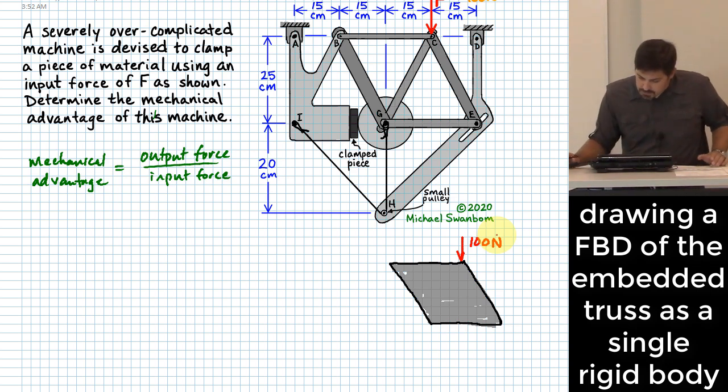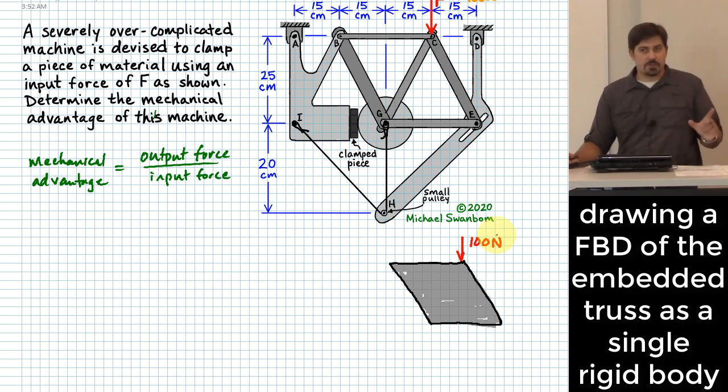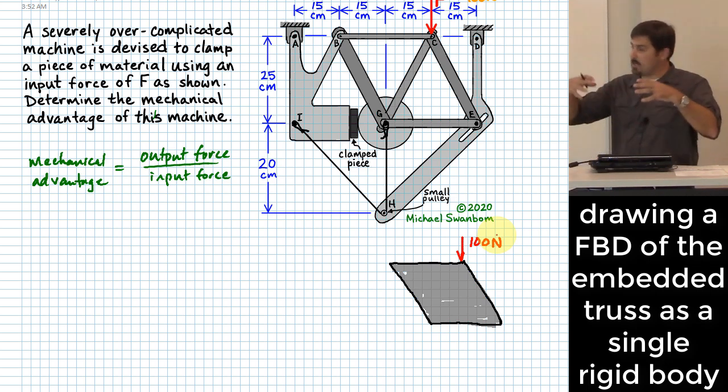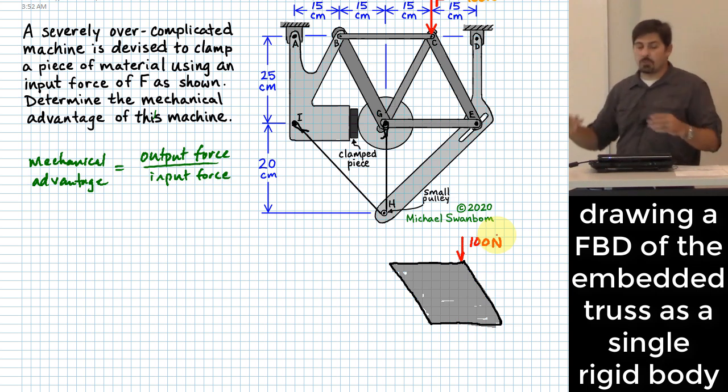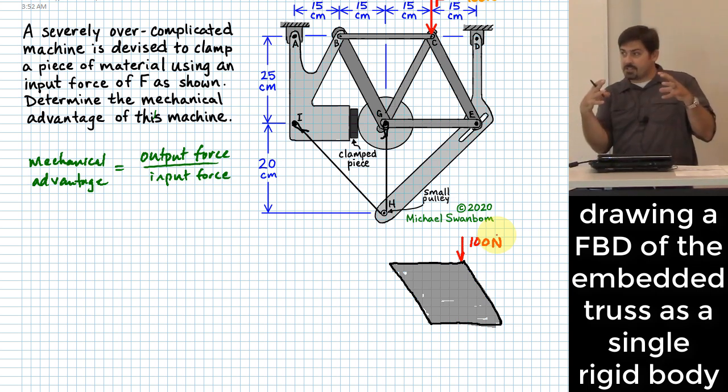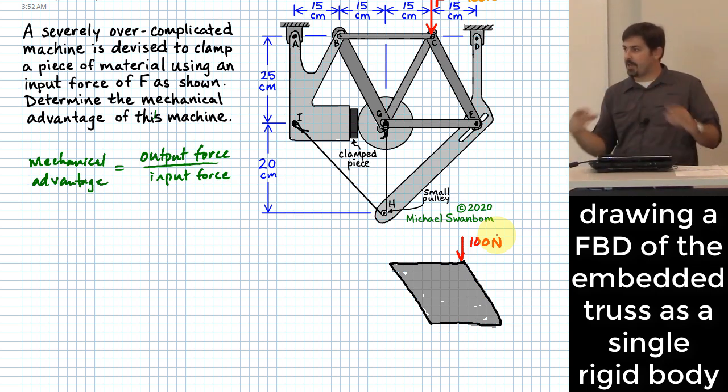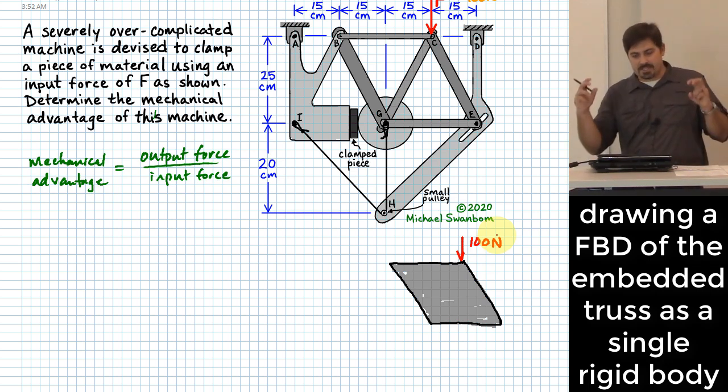Someone says BC. Now, here's something I want to say about that. BC is a member. What kind of member is it? It's a two-force member. It is also a piece of that truss that we just separated, and we said we aren't going to take that truss apart. We're going to leave it together. So let's not draw a force like BC.